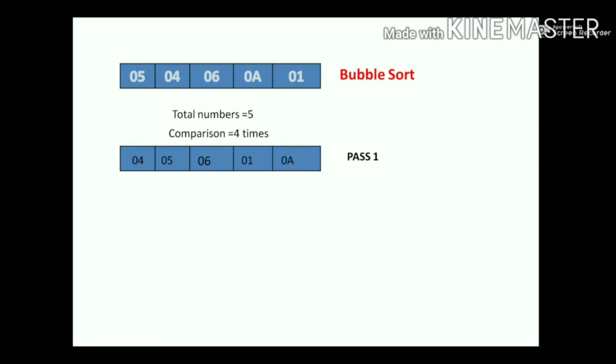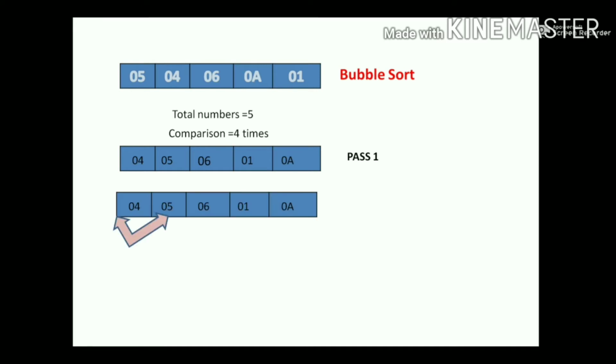Now this is pass 1. Now we are going to compare the data from pass 1. Now here what will come first? 04 and 05. Yes, no need of changing the data, so it will remain as it is. Next is 05 and 06. Obviously there is no need of changing, so it will remain as it is.